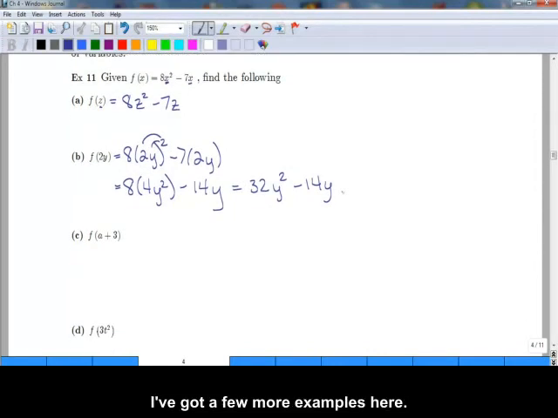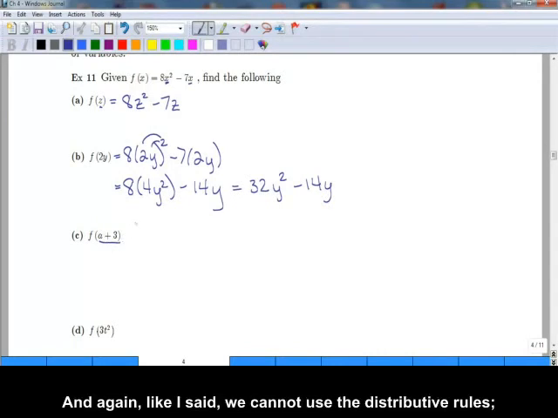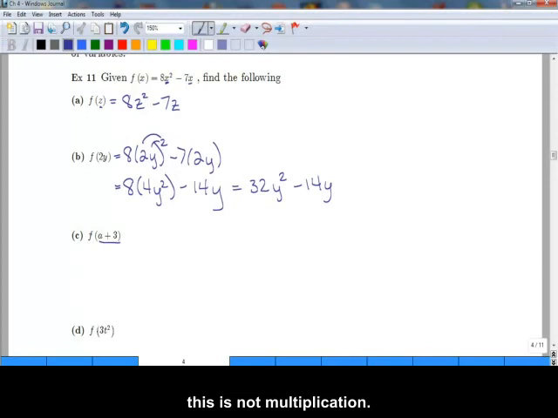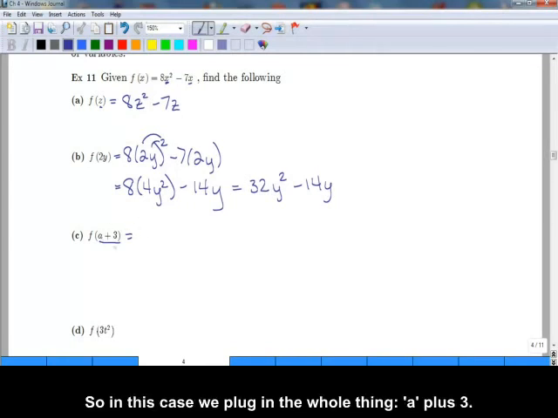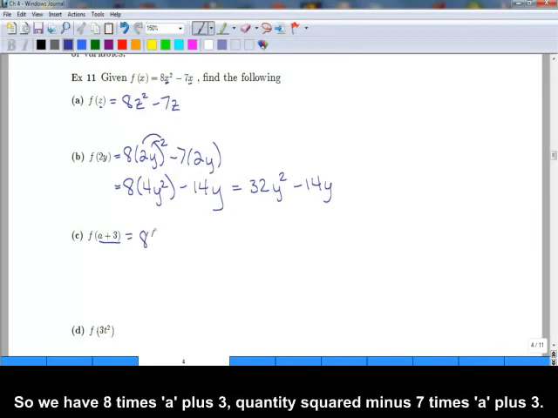Got a few more examples here. We have what happens if you want to plug in this sum. And again, like I said, we cannot use the distributive rules. This is not multiplication. We cannot distribute f of a plus f of 3. That is not the same thing, and you'll see why when we actually go through and simplify this. So in this case, we plug in the whole thing, a plus 3. So we have 8 times a plus 3, quantity squared, minus 7 times a plus 3.